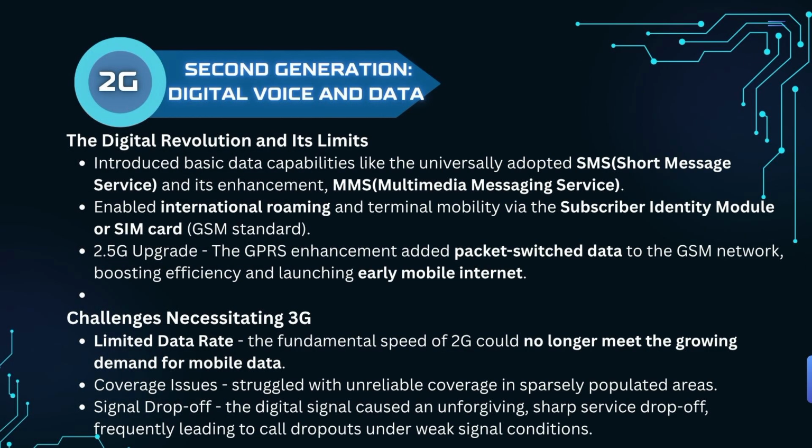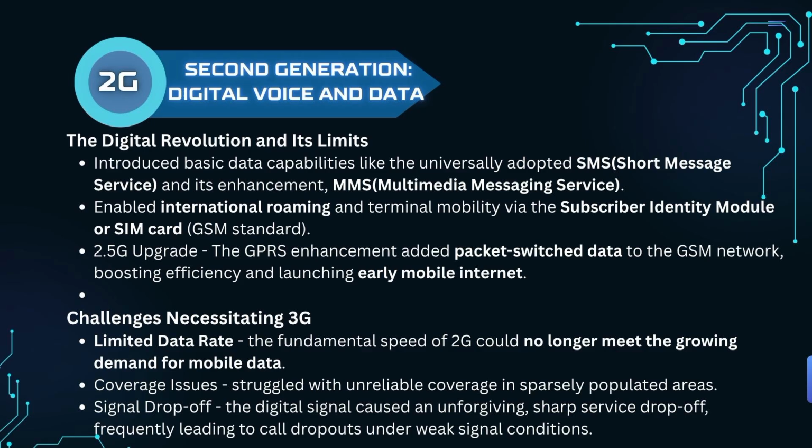The digital leap brought us essential new services like the universally adopted SMS and enabled global roaming and terminal mobility thanks to the SIM card. The later 2.5G GPRS upgrade then added packet data, officially kicking off early mobile internet.